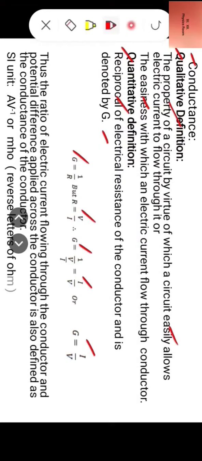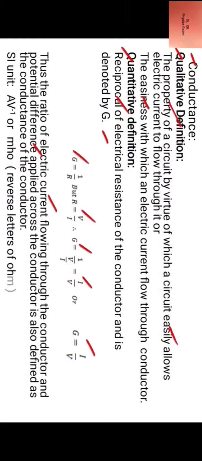Thus the ratio of electric current flowing through the conductor and potential difference applied across the conductor is also defined as the conductance of the conductor. SI unit, ampere per volt, or mho, reverse letters of ohm, MHO.